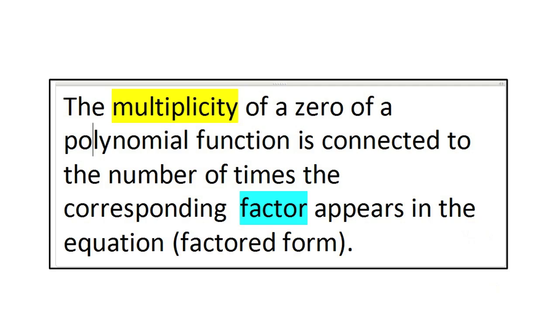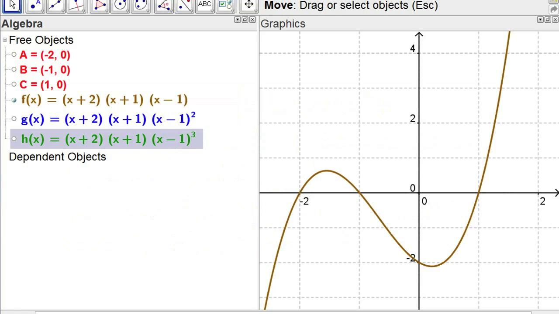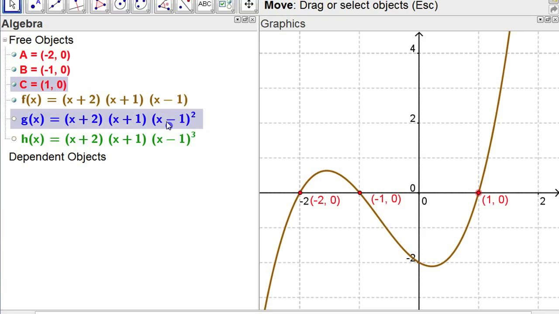Now, to look at this, I have a graph set up here where we have 3 different functions, with the first one showing right now having 3 different factors. All of them are different. And it has x-intercepts at -2, -1, and 1. Those are the x-intercepts. What we're going to do now is add an extra factor of x minus 1 and see what the difference is in the graph.